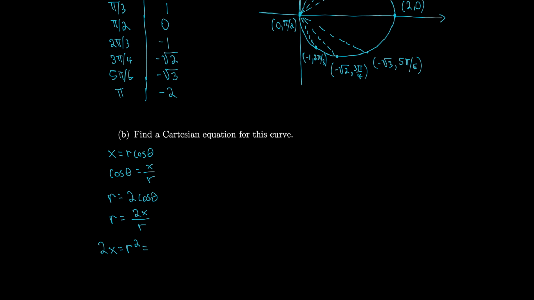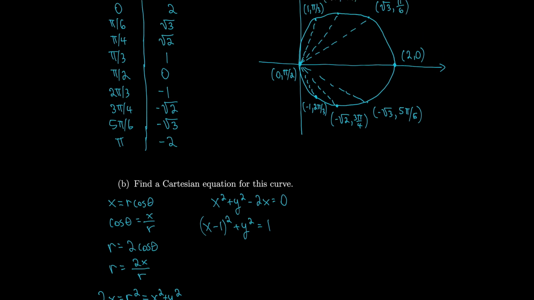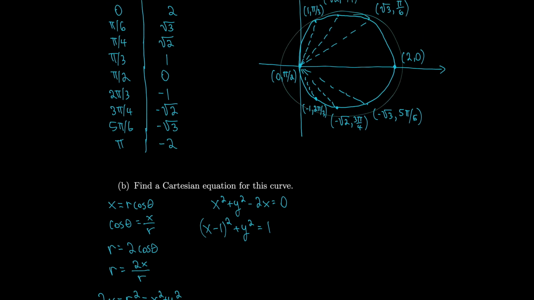So remember, r squared is also x squared plus y squared. That's how we convert. So that means that 2x is x squared plus y squared. So we have an equation now. We have x squared plus y squared minus 2x equals 0. And that's our Cartesian equation for the curve. If we want, we can add 1 to both sides and complete the square to get x minus 1 squared plus y squared equals 1. And then it makes a lot of sense why this is the equation for the circle, because it's just a circle of radius 1 that's been moved over 1.